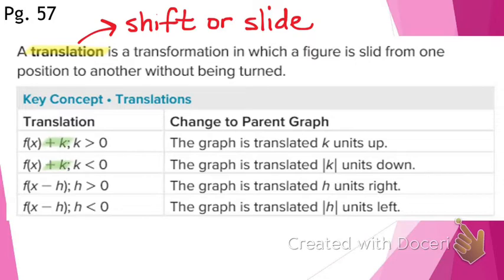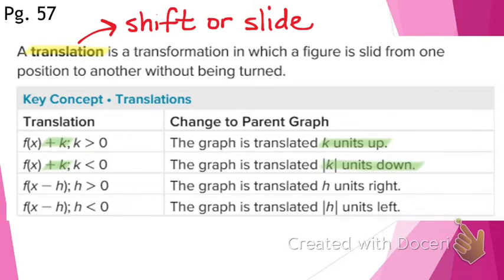K, notice where K is. K is never inside of the parentheses. If K is positive, if that's a positive number, it's going to move up. But if K is negative, it's going to move down.